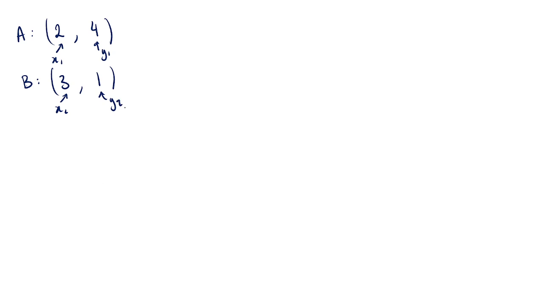So we have y2 minus y1, which is 1 minus 4, over the change in x, which is now x2 minus x1, which is 3 minus 2. So 1 minus 4 is going to be negative 3. 3 minus 2 is just 1. And negative 3 divided by 1 is just negative 3.